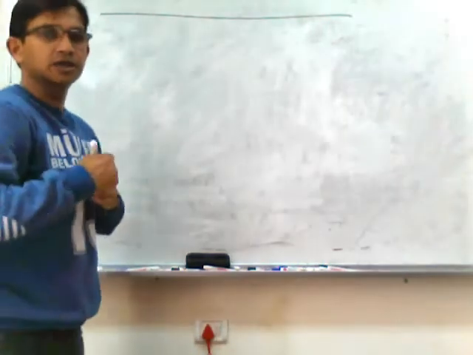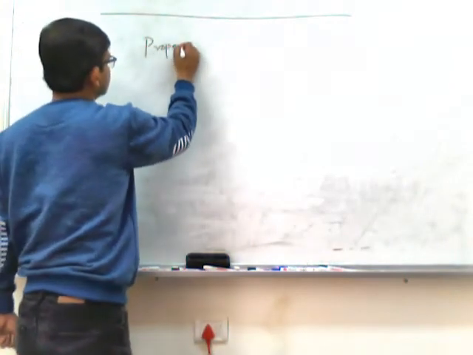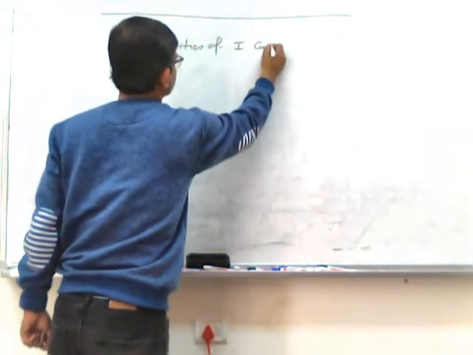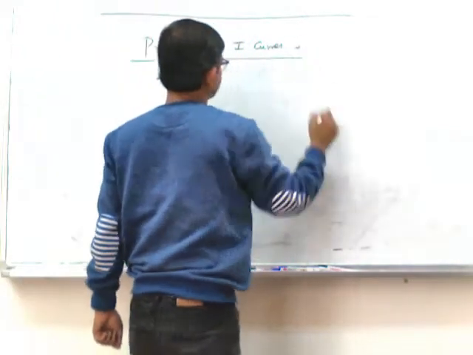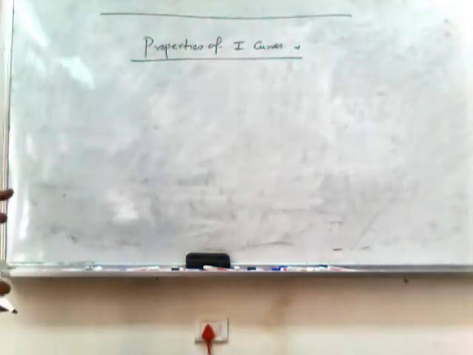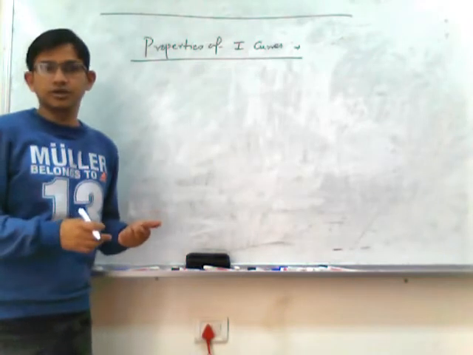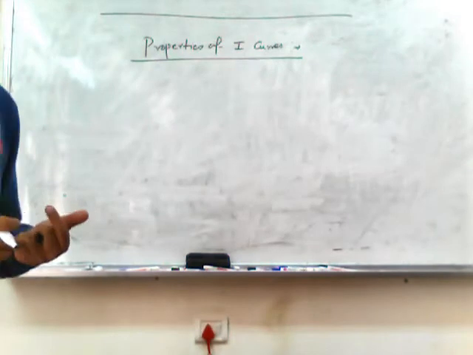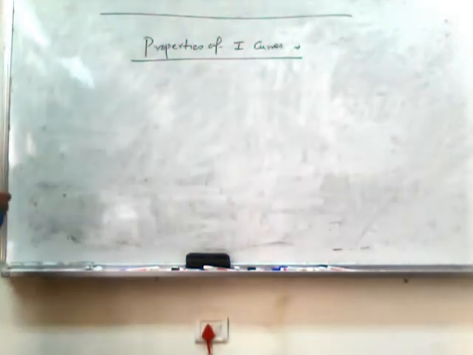Now we'll discuss the properties of indifference curve. So indifference curves, those are derived from the axioms of preference and the well-behaved utility function. So it has some properties.